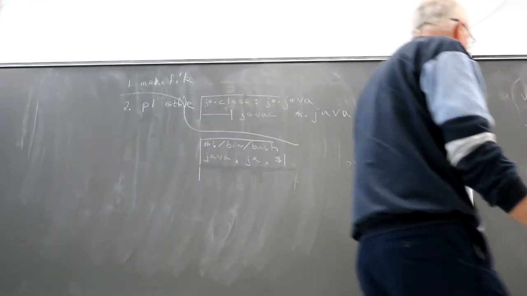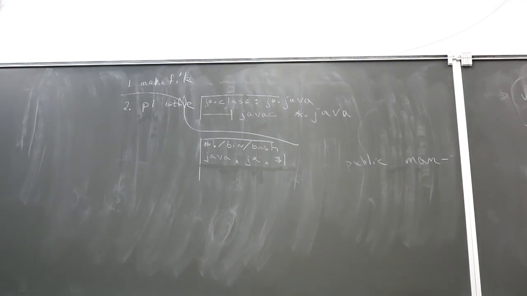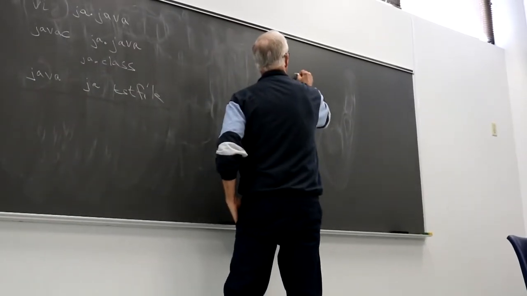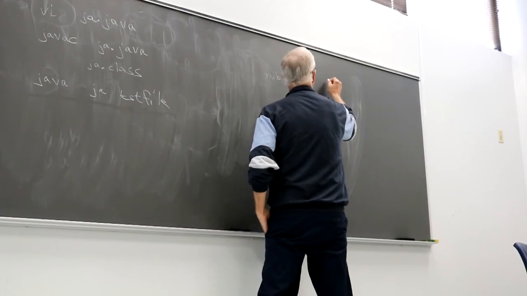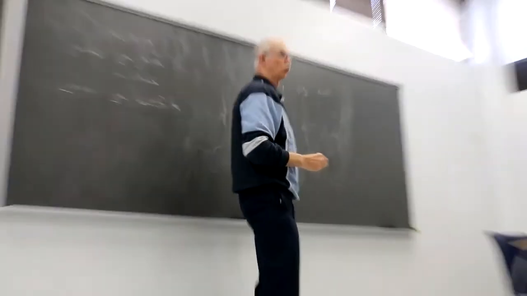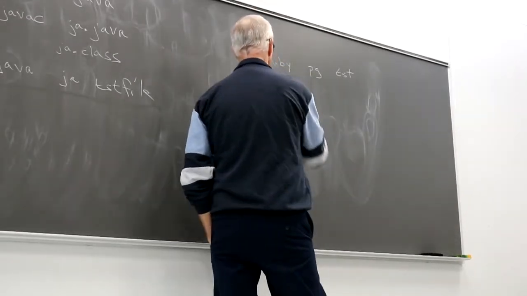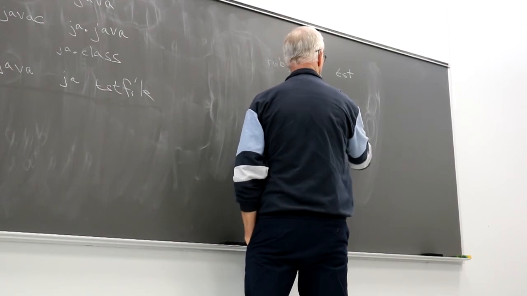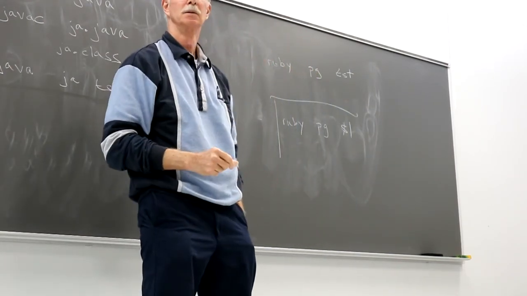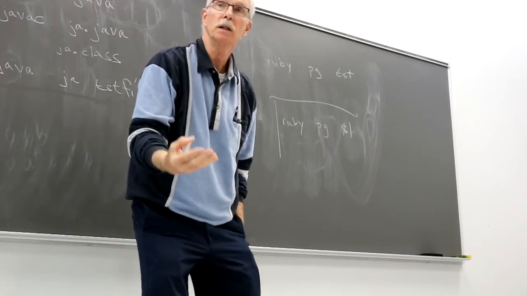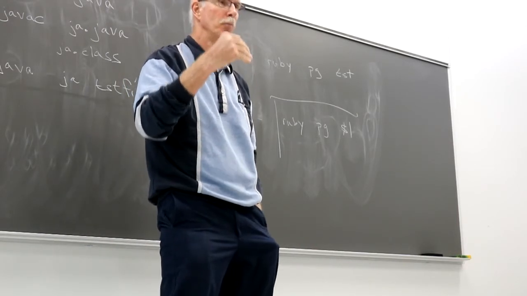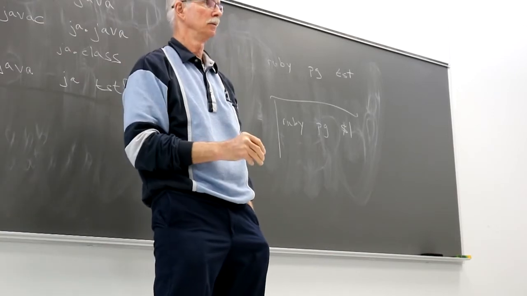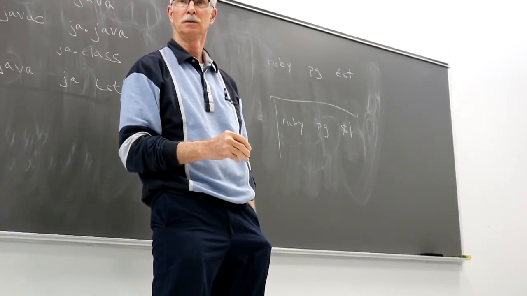If you write it in Ruby, then what do I have to have? I have to have Ruby program name test file. And so the P1 script is going to look like Ruby program name $1. And I can run this by typing in P1 test file. You with me now?